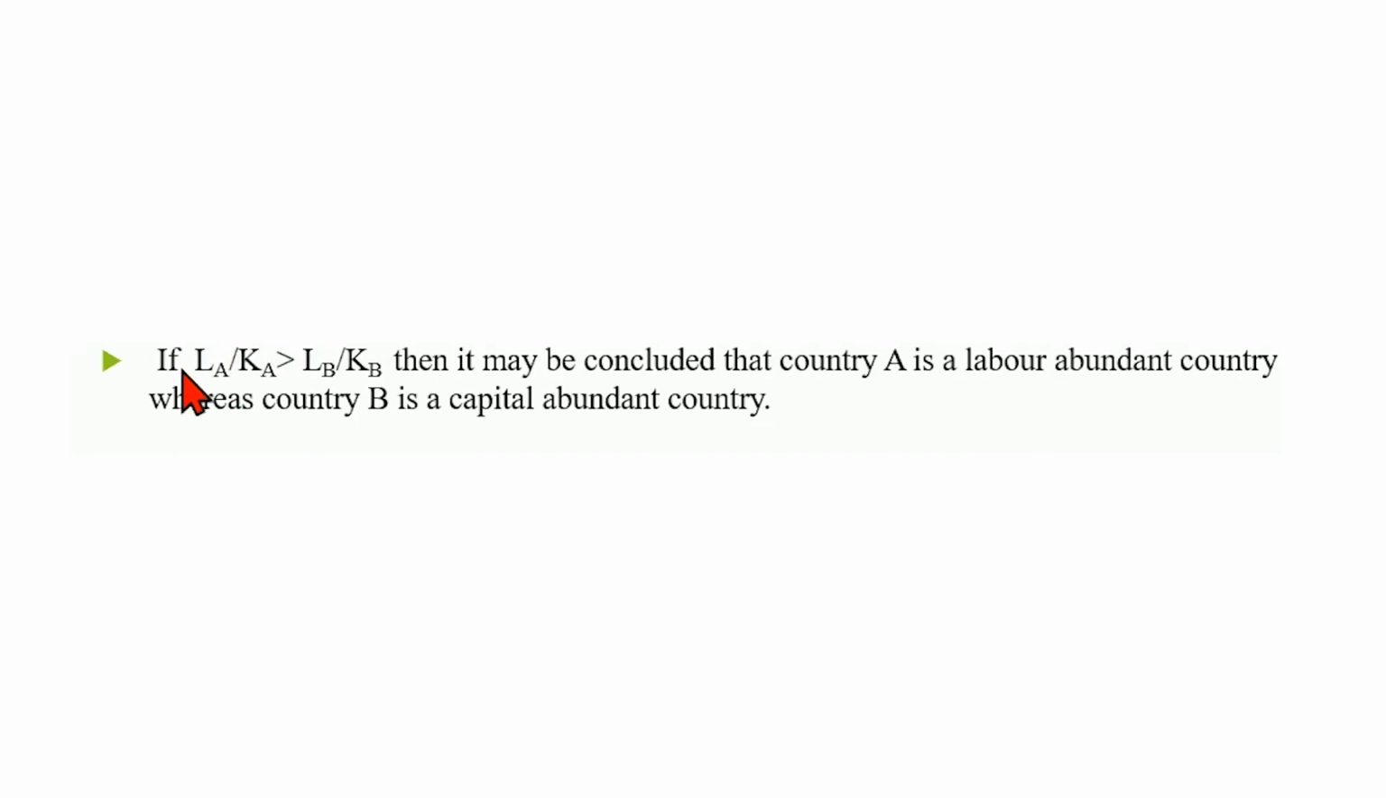Now, if the labor capital ratio in country A, in notation LA by KA, is greater than the labor capital ratio in country B, in notation that is LB by KB, then it can be concluded that country A is labor abundant country, whereas country B is capital abundant country.